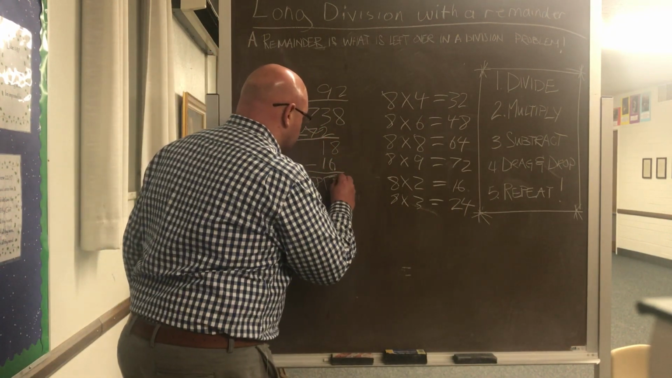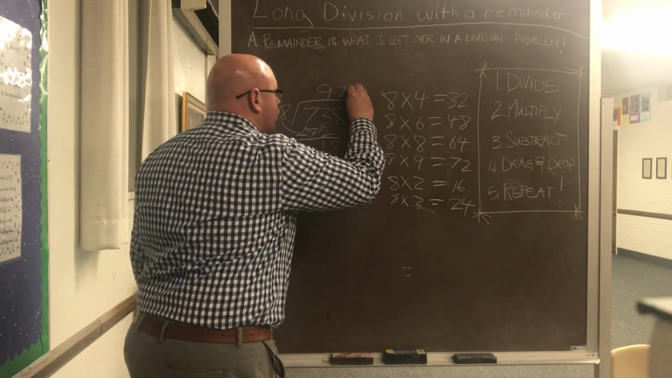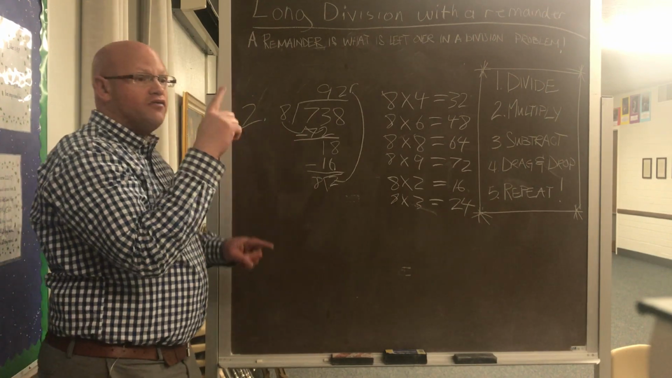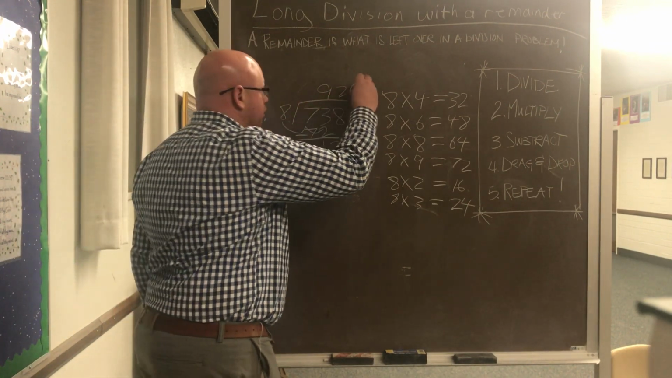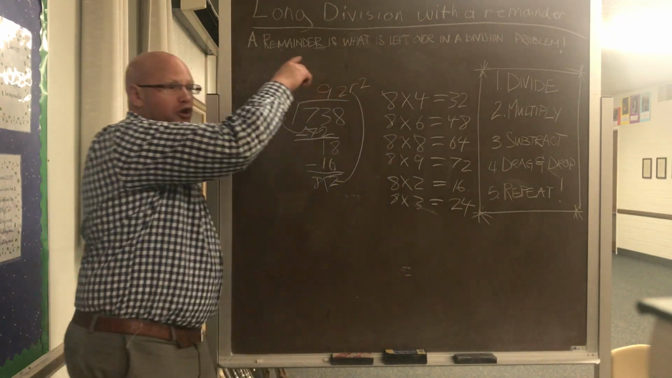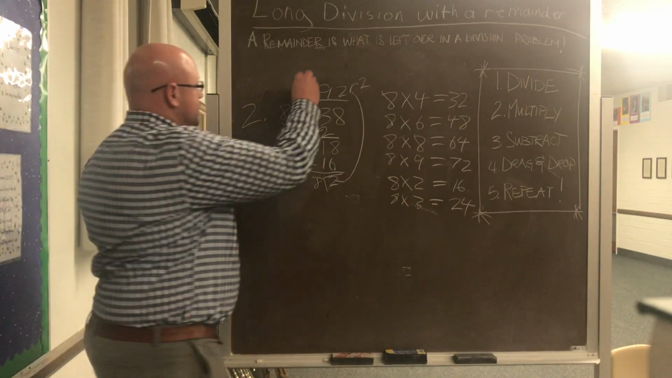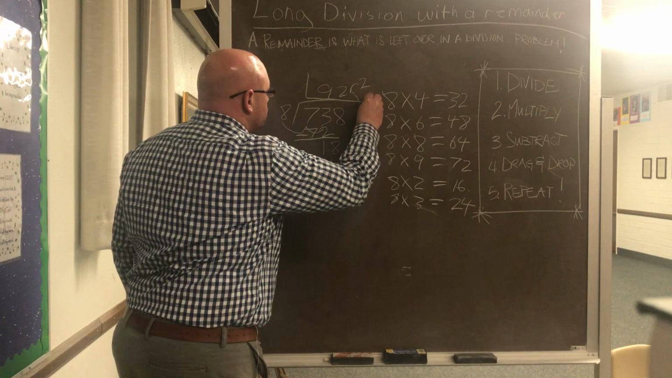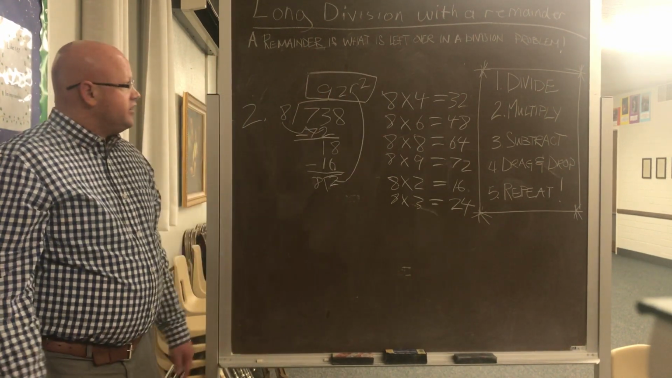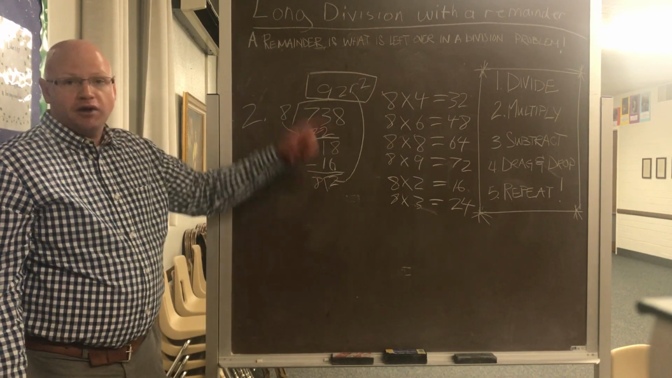So what we're going to do is bring that 2 up here, and put an R there for abbreviation, or a short version of remainder. We put an R up here, and then we put the 2 by the R, or a little above the R. So our answer is 92 remainder 2. And that is how we do long division with a remainder.